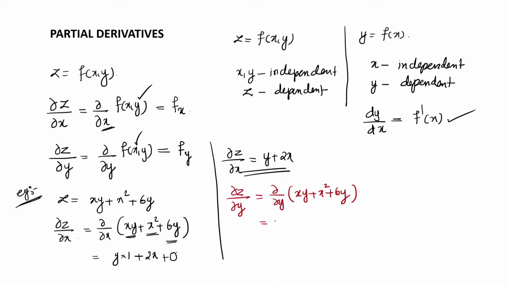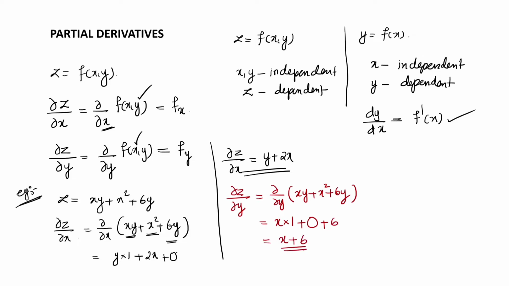We'll take x as a constant. We'll take x outside into derivative of y is 1 plus x square. Here there is no y, therefore it is a constant. Therefore its derivative will be 0 plus derivative of 6y. It's 6. Now its derivative will be x plus 6. This is dou z by dou y.